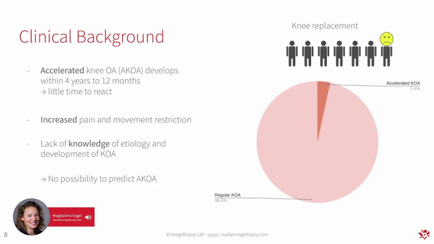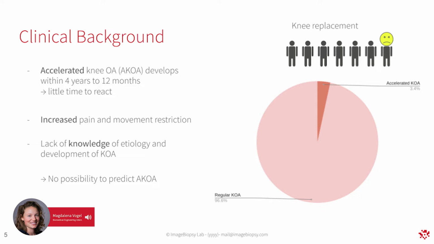As well, the surrounding bone morphology changes and osteophytes are formed. In the usual case, knee osteoarthritis develops over 10 to 15 years, but there's this special form of the accelerated knee osteoarthritis. This develops already in between 1 and 4 years. Among the whole knee OA patient cohort, we have 3.4% of patients with the accelerated osteoarthritis. And 1 out of 7 of these patients get a knee replacement within a median time of 2.3 years. So there's little time to react and find alternative solutions.